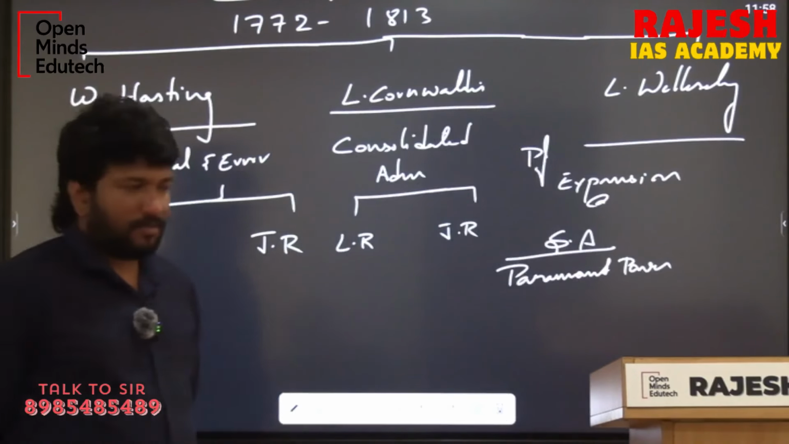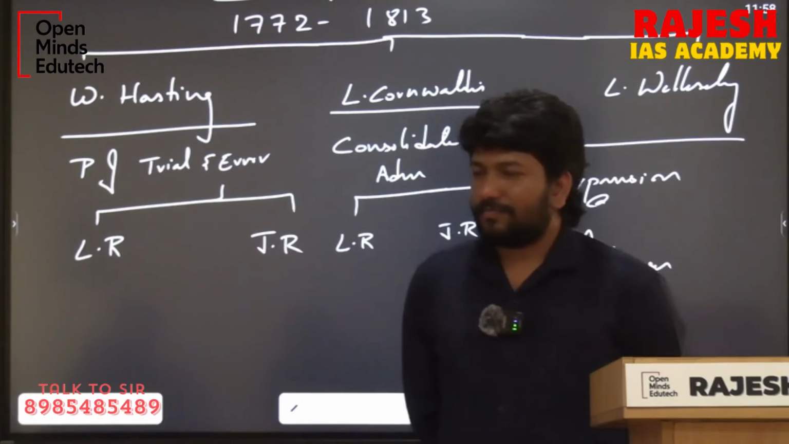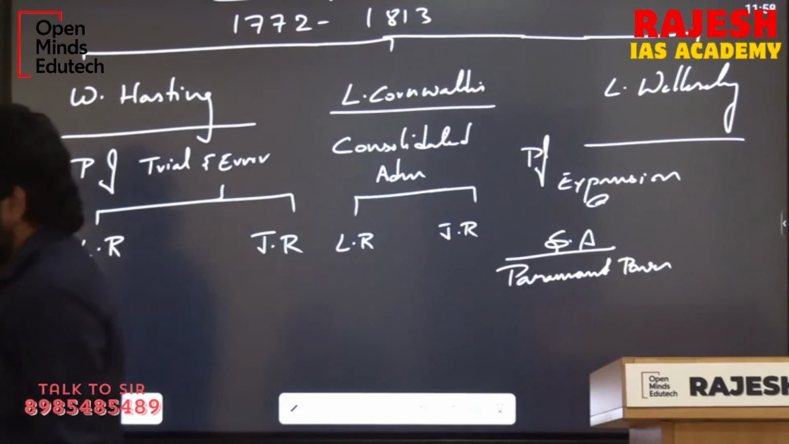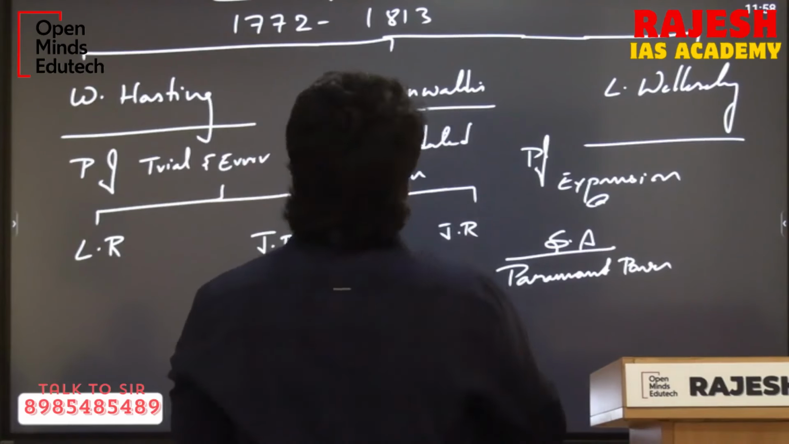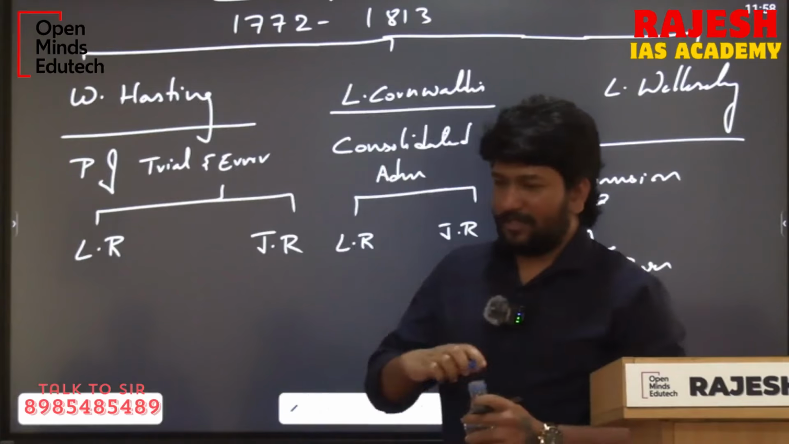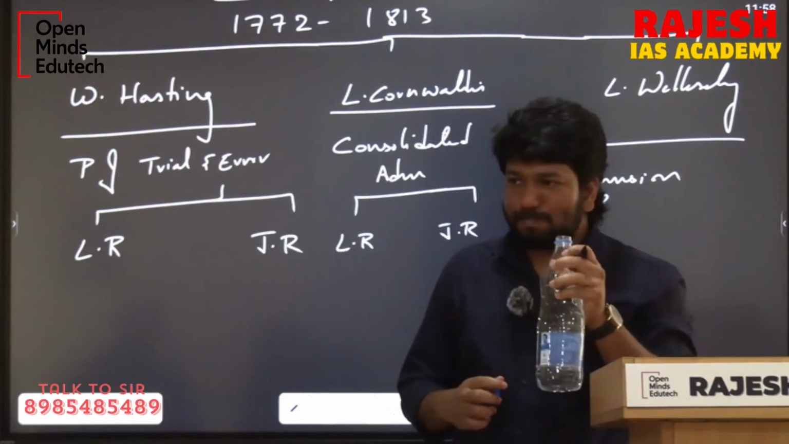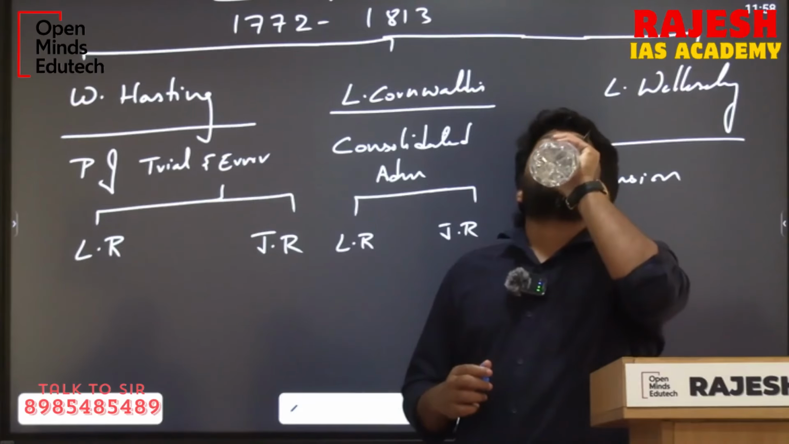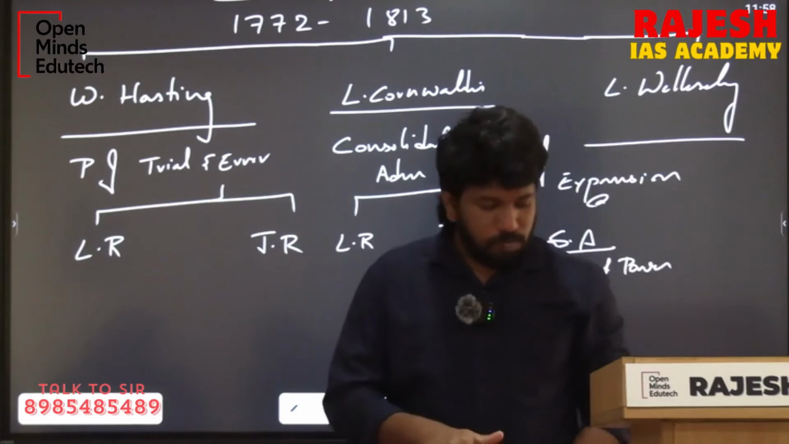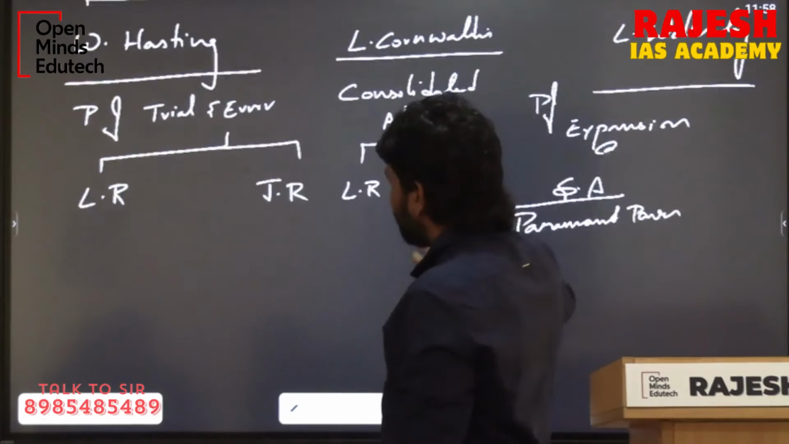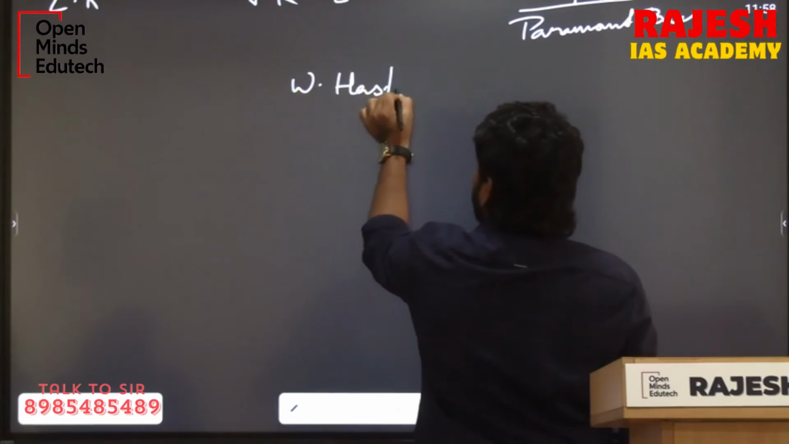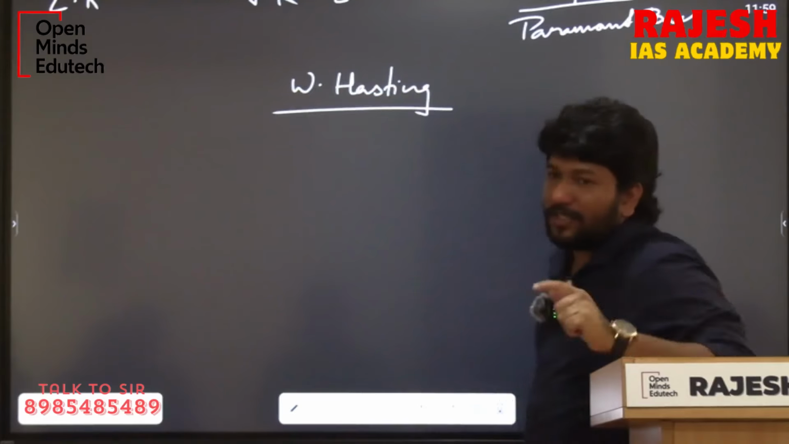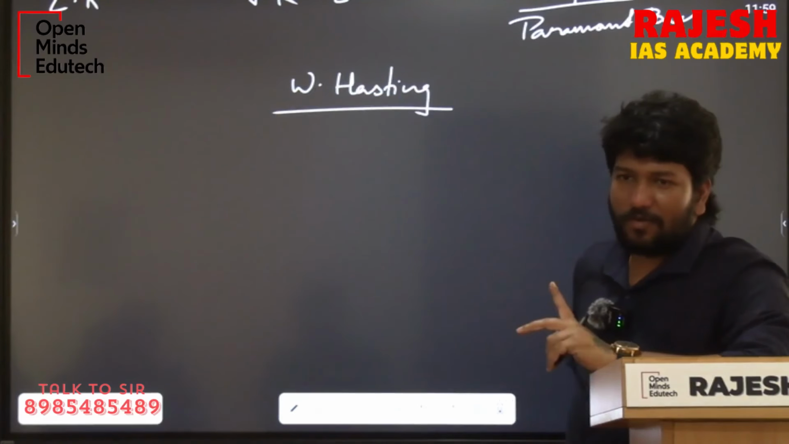This is how we will discuss. First put the heading Warren Hastings. Warren Hastings. So I am not discussing that he is the first Governor General of Bengal and all. Got it right? Warren Hastings.